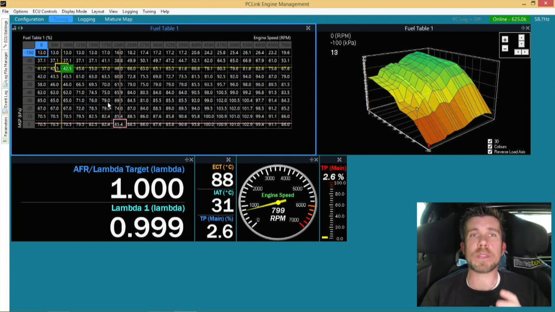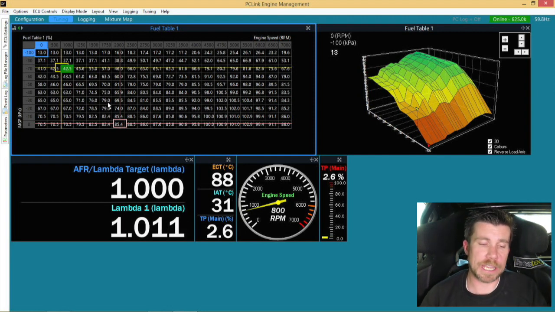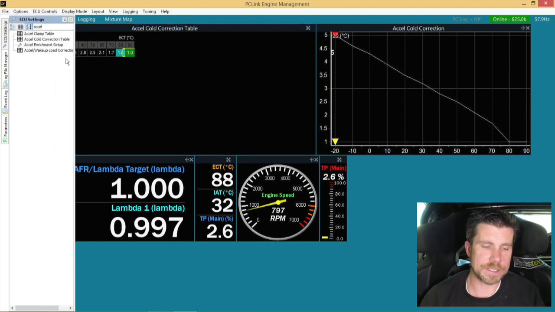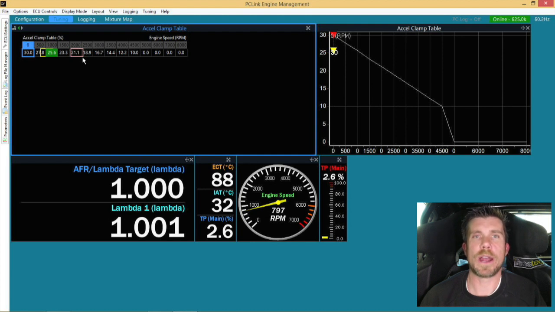Okay, so let's assume that we've got our main fuel table already correctly configured. So the two areas that we're going to really be focusing on are our Excel sensitivity and then this table here, which is our Excel clamp. So you could think of the Excel sensitivity, I guess, as a coarse adjustment. So it's an overall adjustment which defines the amount of additional fuel added for a given rate of change of throttle position.